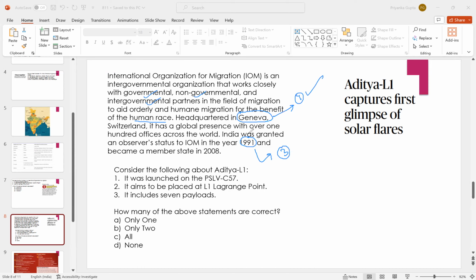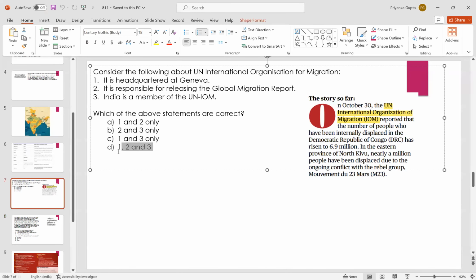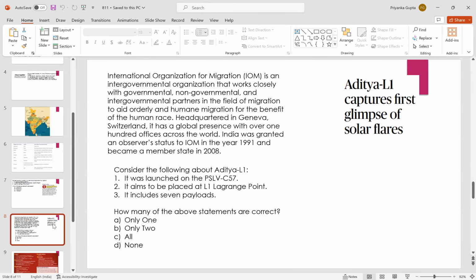I have not addressed the second part of the question here, but the second statement is also correct because the report that we had talked about, let us move to the question slide once. Yeah. So the Global Migration Report is also released by this body, which means all of the given statements are correct and our answer is D, 1, 2, and 3. Let us move to the next question.